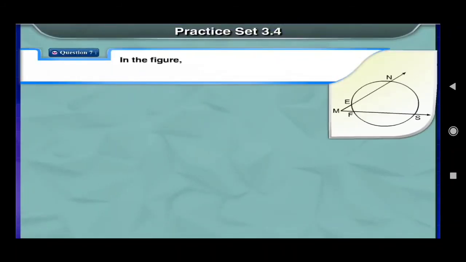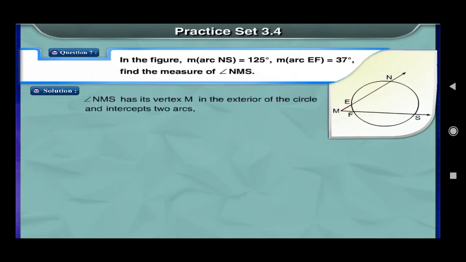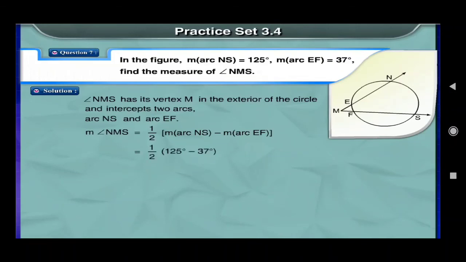7. In the figure shown here, the measure of arc NS is equal to 125 degrees. The measure of arc EF is equal to 37 degrees. Find the measure of angle NMS. Here's the solution. Angle NMS has its vertex M in the exterior of the circle and intercepts two arcs, arc NS and arc EF. The measure of angle NMS is equal to half of the measure of arc NS minus the measure of arc EF. So that is equal to 1/2 into 125 degrees minus 37 degrees, which is equal to 1/2 into 88 degrees, that is equal to 44 degrees. Therefore, angle NMS is equal to 44 degrees.